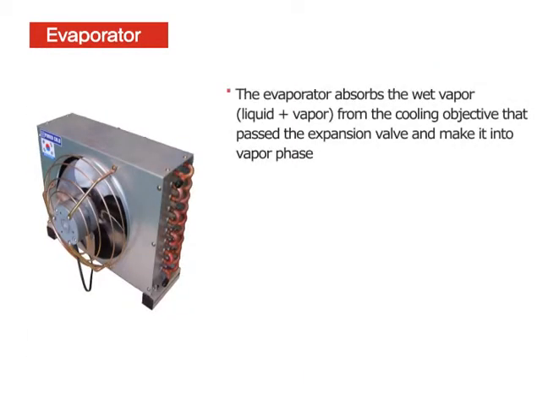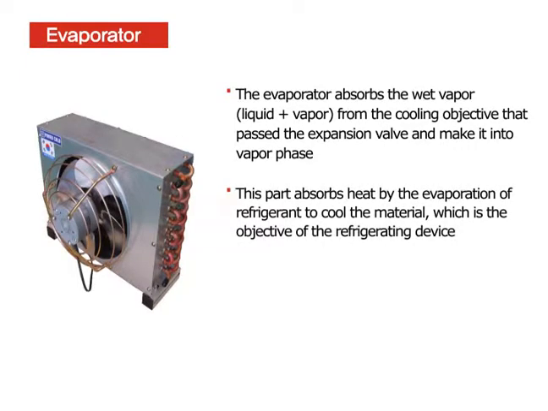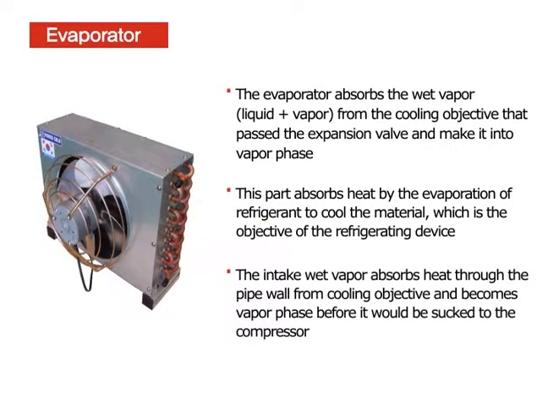The evaporator absorbs the wet vapor, liquid and vapor, from the cooling objective that passes the expansion valve and makes it into vapor phase. This part absorbs heat by the evaporation of refrigerant to cool the material, which is the objective of the refrigerating device. The intake wet vapor absorbs heat through the pipe wall from the cooling objective and becomes vapor phase before it is sucked to the compressor.